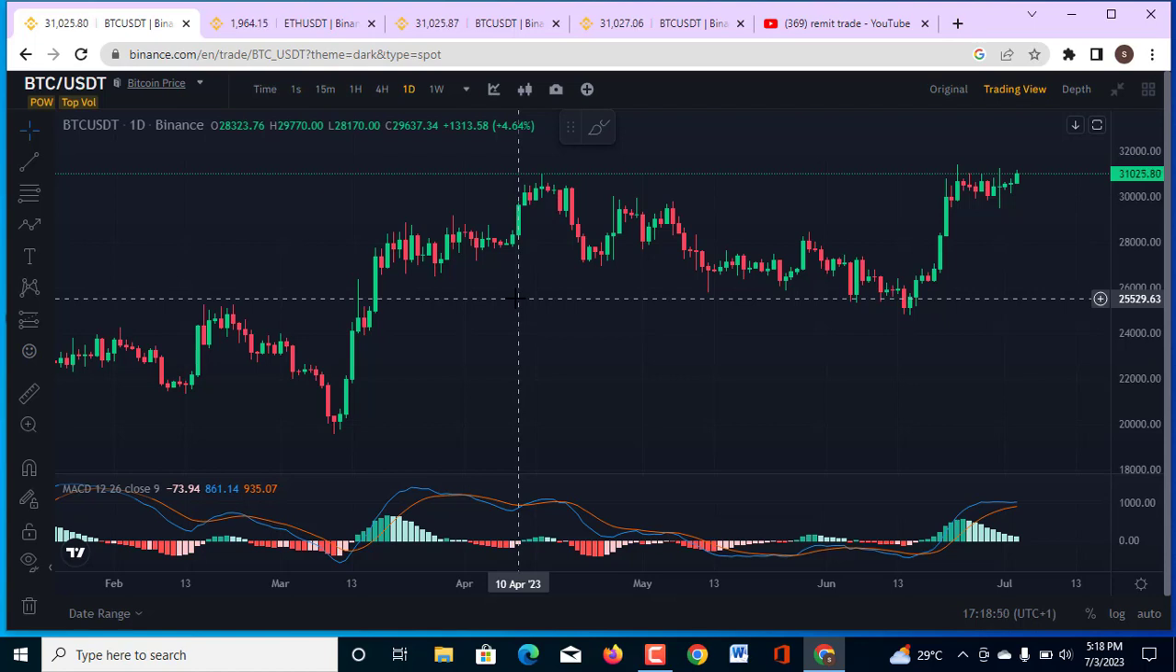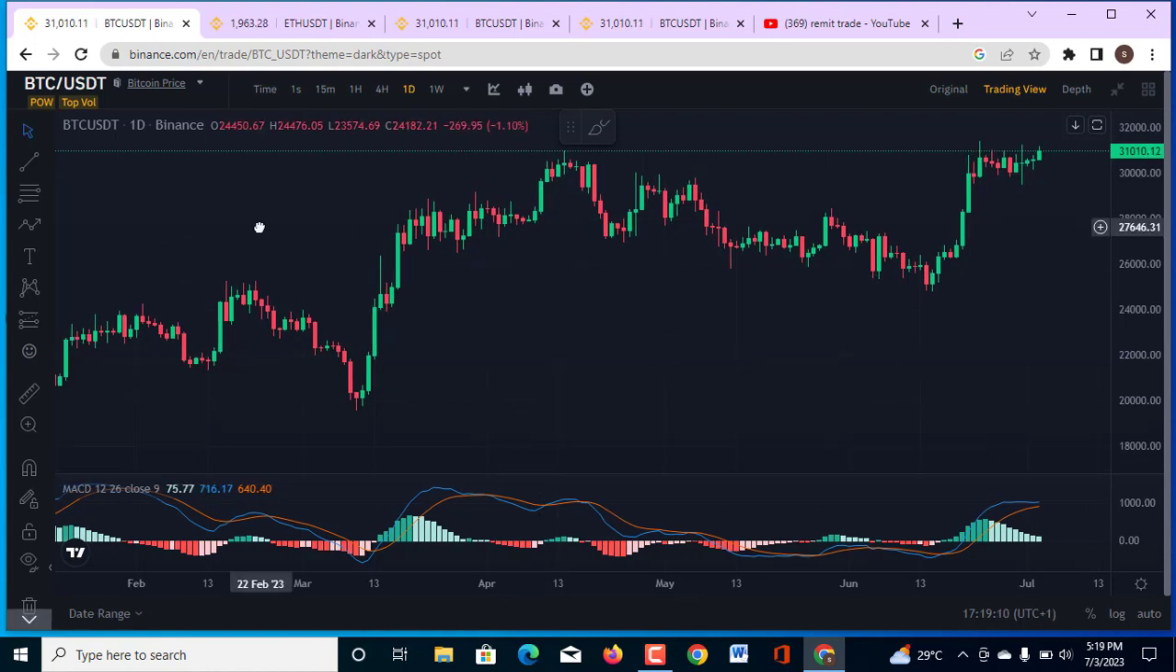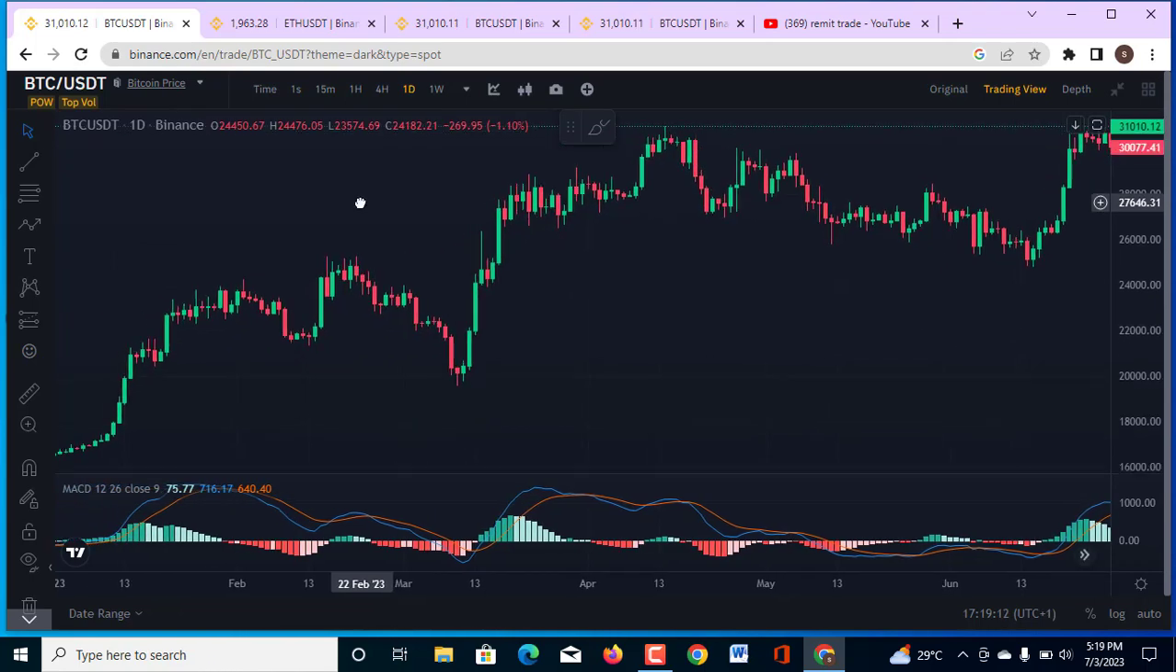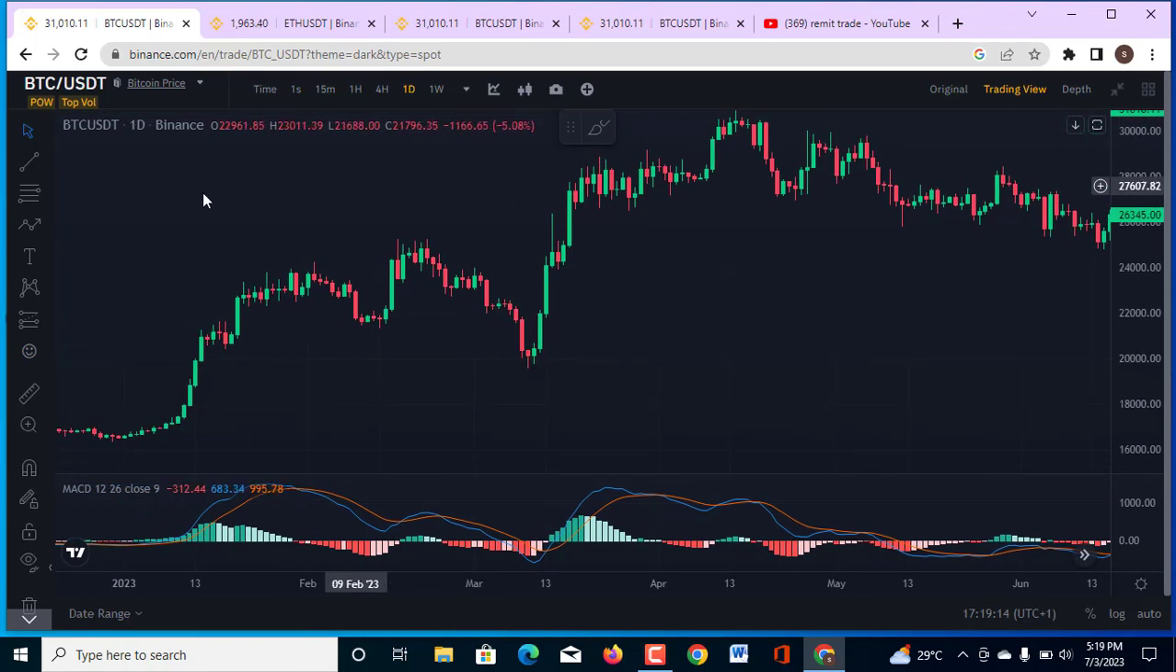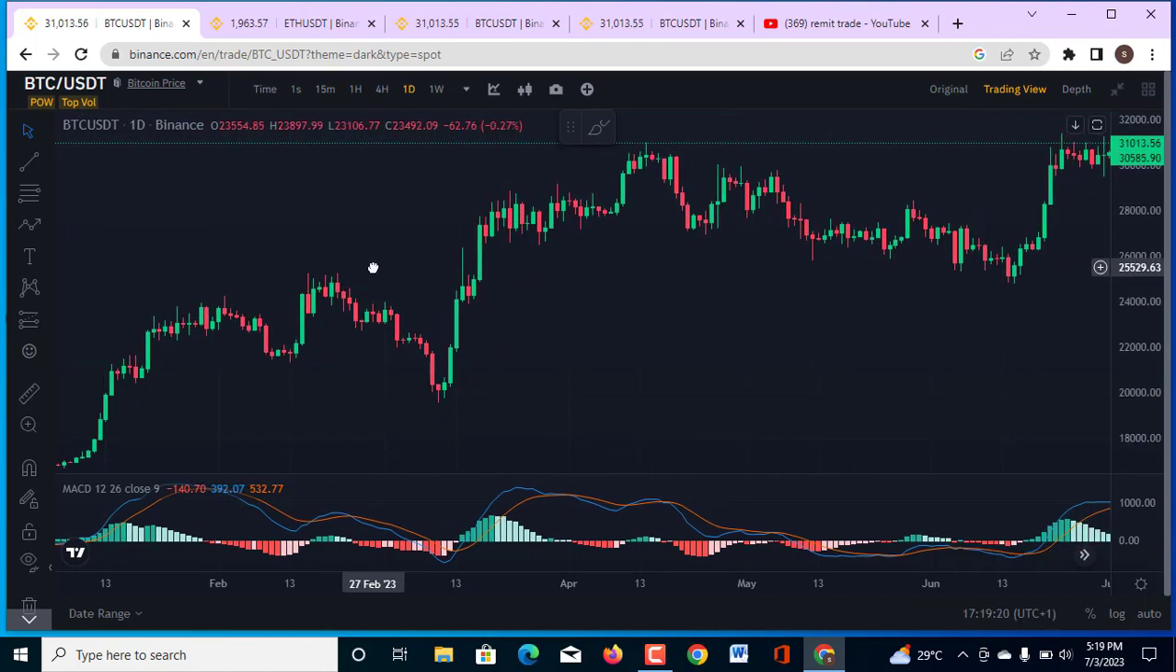So definitely stick around. There is what we call MACD divergences. The market diverges and then begins to move to the upside. It can be either a bullish divergence or a bearish divergence.